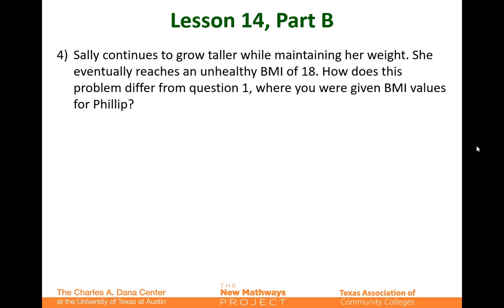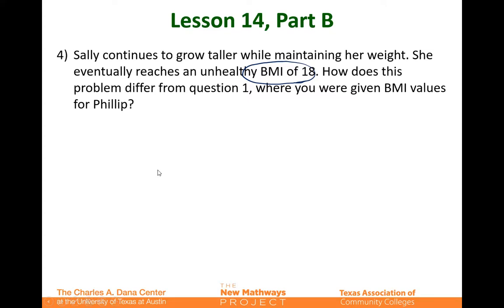It says Sally continues to grow taller while maintaining her weight. She eventually reaches an unhealthy BMI of 18. How does this problem differ from question 1 where you were given BMI values for Philip? I'm not sure what they mean, but we have a final BMI here of 18. We can certainly see how tall she is as opposed to what her weight is. Let's see what it says to do. Let's go back. Let's find out how tall she reaches.